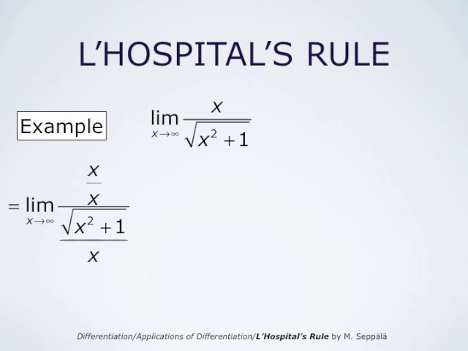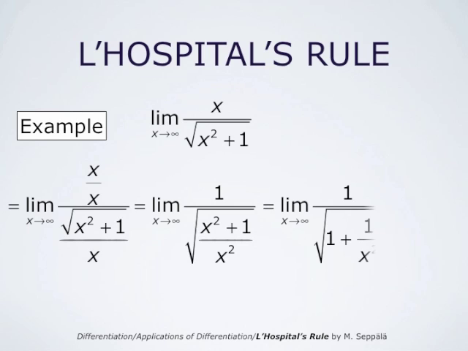In that part of the expression we may move x under the square root. We get that this is the same as the limit as x approaches infinity of 1 divided by the square root of x squared plus 1, divided by x squared. Now x squared plus 1 divided by x squared is just 1 plus 1 divided by x squared, so we get that the original limit is the limit as x approaches infinity of 1 divided by the square root of 1 plus 1 divided by x squared.